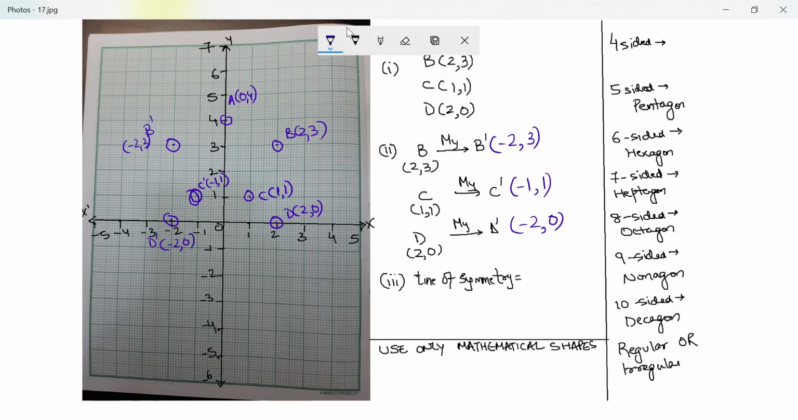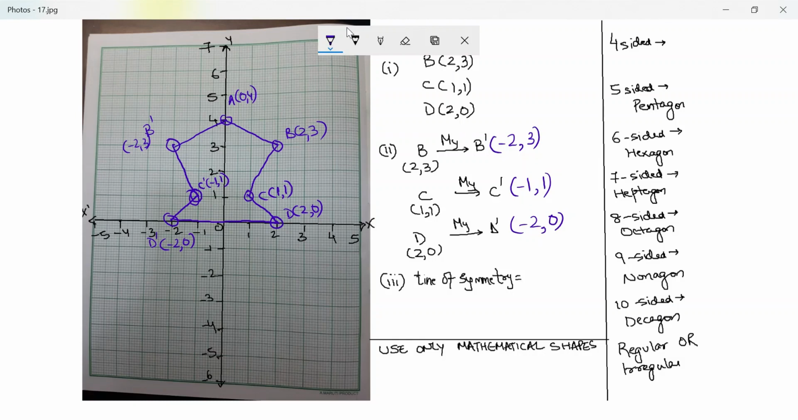Perfect. Join the points A, B, C, D. Oh, they've given a sequence. So A with B, then with C, then with D. Then D dash, which is here. Then C dash, which is here. Then B dash, which is here. And A. So they want us to join it in this order. Okay, so joined. Next, join the points in order to form the closed figure. We formed the closed figure.